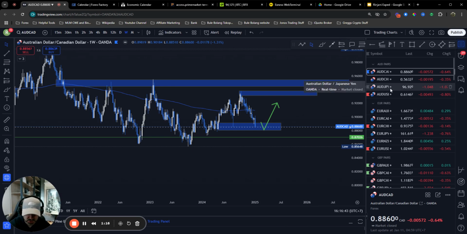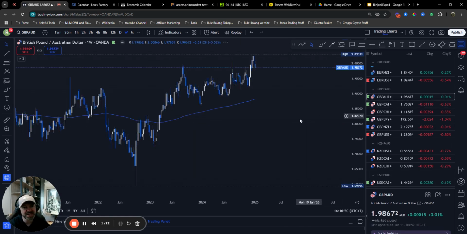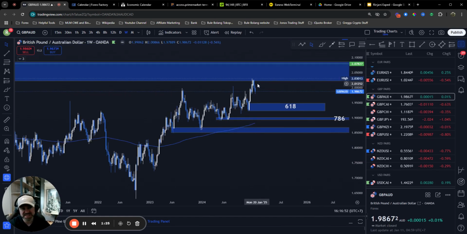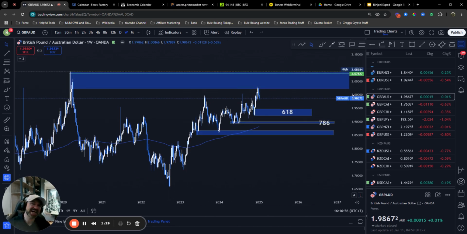What do we have? Strong, we had GBP. Let's have a look at GBP pairs. So GBP, weak is AUD, so that should be buys. Here we go. Now, this here, let me show you this. This is a fantastic example. Now, you can see we've already marked this up.